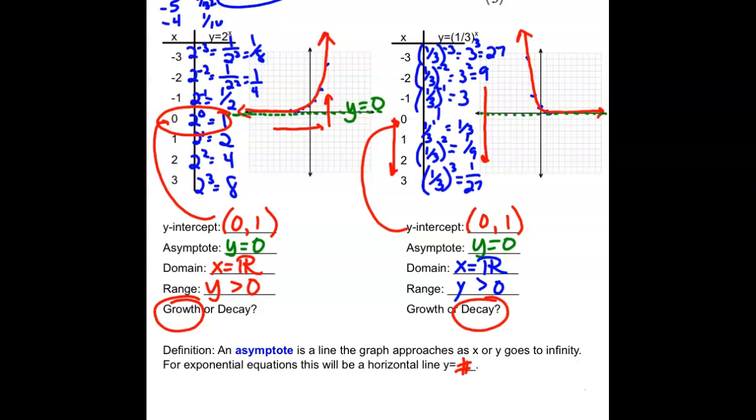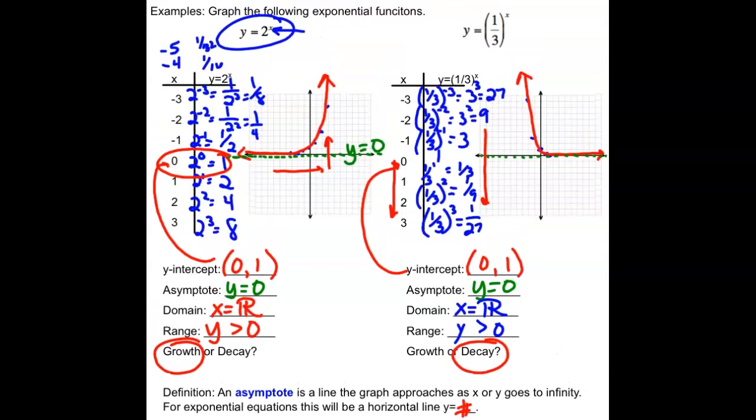Okay, a couple things that I want you to notice from these two equations. In both cases, we had a y-intercept of 1. In both cases, we had an asymptote at y equals 0. In both cases, our domain was all reals and our range was greater than 0. The shape of our graphs was a little different. One was increasing or growing, and the other was decaying. It was going down or decreasing as we moved to the right.